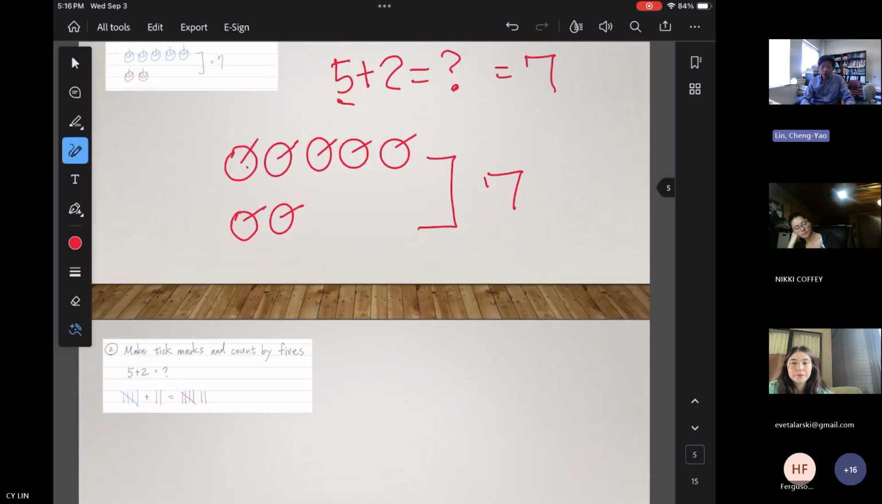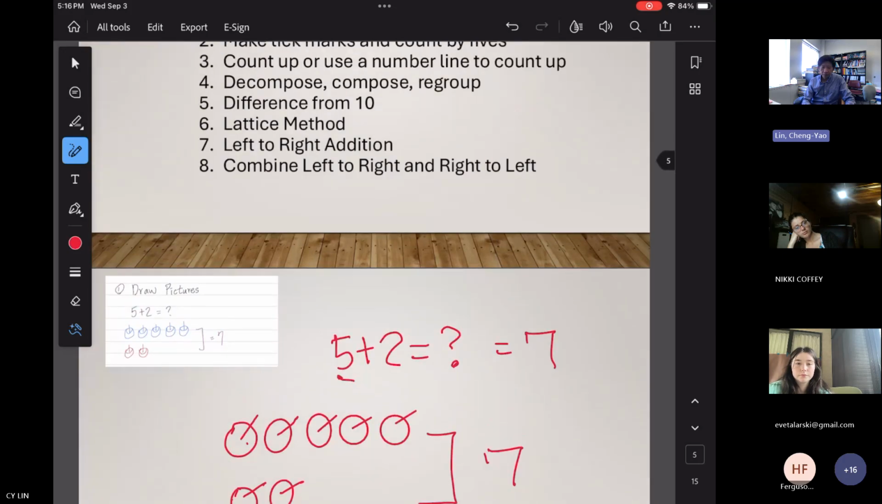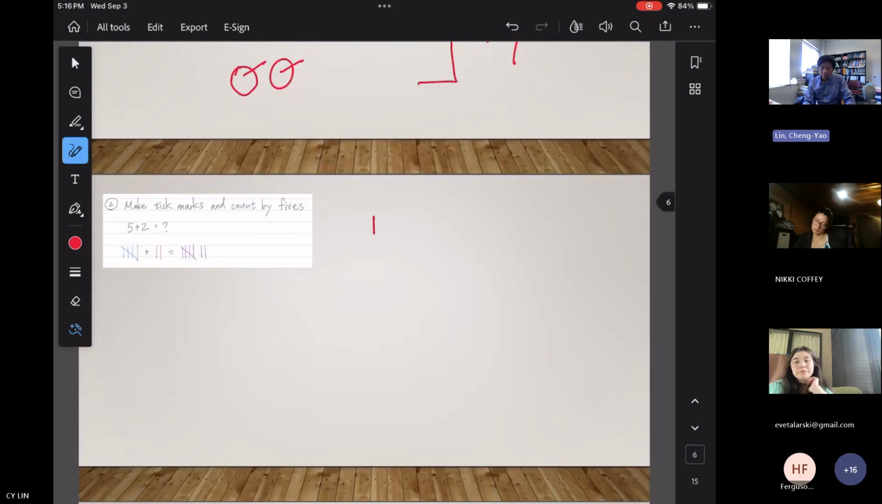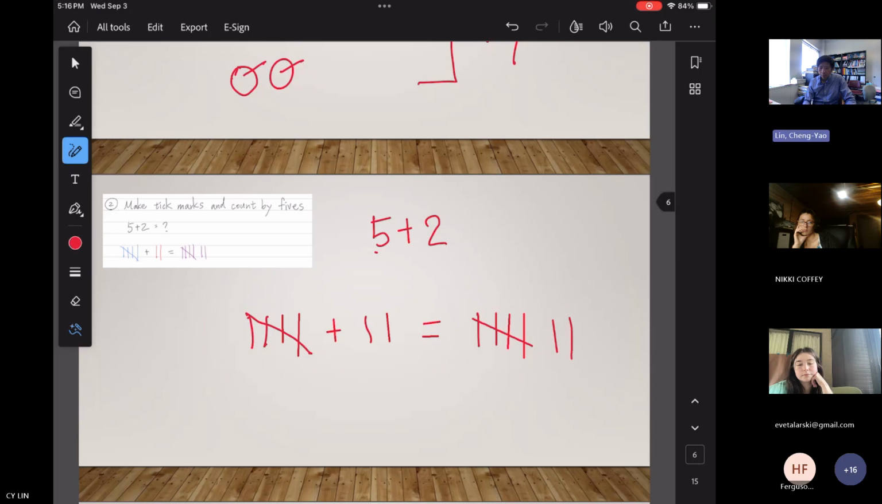Okay, and next one, we move on to the next level, called make tick marks and count by 5. Okay, so make tick marks. So it's kind of a transition from the concrete to symbolic. So for 5 we can say 1, 2, 3, 4, 5. I think many of you learned this in elementary school, right? So you plus 2, 1 and 2. So how many in total? The total is 7. Okay, and count by 5: 1, 2, 3, 4, 5. Every 5 you make a tick mark. Okay.